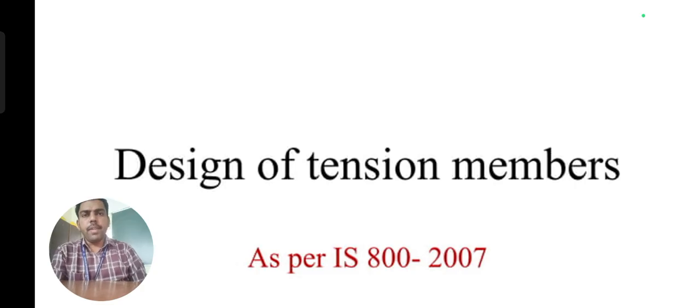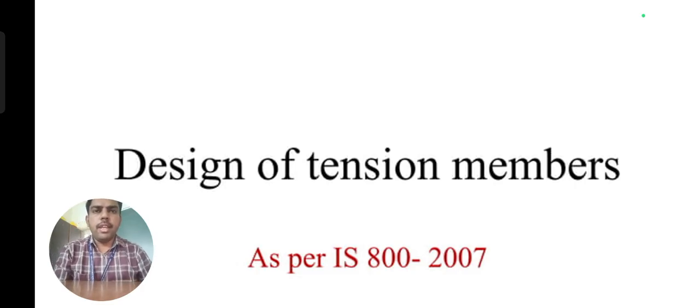Like a truss. A truss is a tension member. In that truss, the load acting should be equally distributed to the related members. For this type of member, we have to use channel sections, I sections, and angle sections. Many types of sections may be involved, depending on the demand and the need.